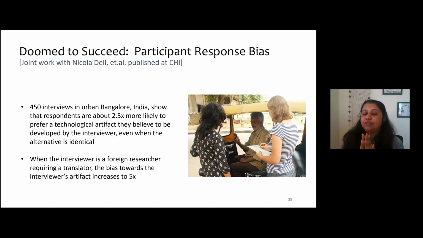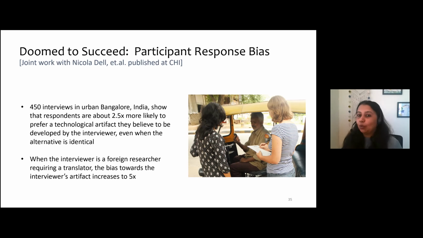And through 450 interviews in urban Bangalore, we saw that respondents were 2.5 times more likely to prefer the artifact which they thought was developed by the interviewer, even when the alternative is identical. And when the interviewer is a foreign researcher requiring a translator, the bias towards the interviewer's artifact increases to 5x.